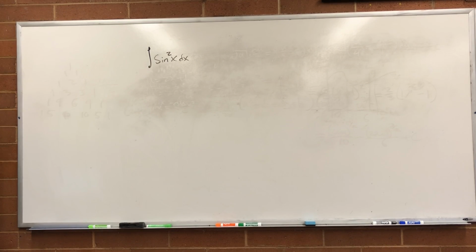So now we are once again stuck. We know how to work with just a sine, but we don't know how to work with a sine squared. We know how to work with just a cosine, but we don't know how to work with a cosine squared. So you're going to have to go back to your trig identities and see if there's some way that we can rewrite that so that we can get rid of that square.